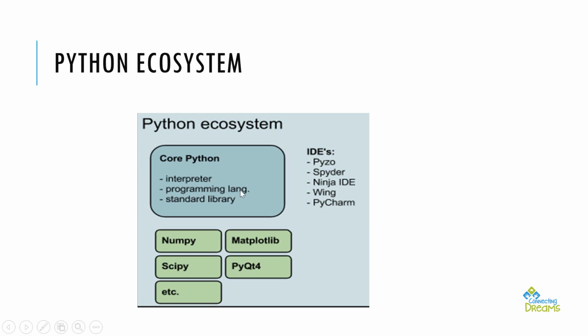Now this is the Python ecosystem, where you can notice that we have core Python, which comprises the interpreter, your programming constructs and certain standard libraries. Then we have a few other libraries which are more popularly used in various applications of data analytics or machine learning, such as NumPy, Matplotlib, SciPy, and PyQt4 for your GUI development, and many other libraries. We have certain IDEs like Pyzo, Spyder, Ninja-IDE, and PyCharm, which can be used for a decent programming interface and help the developer work efficiently.